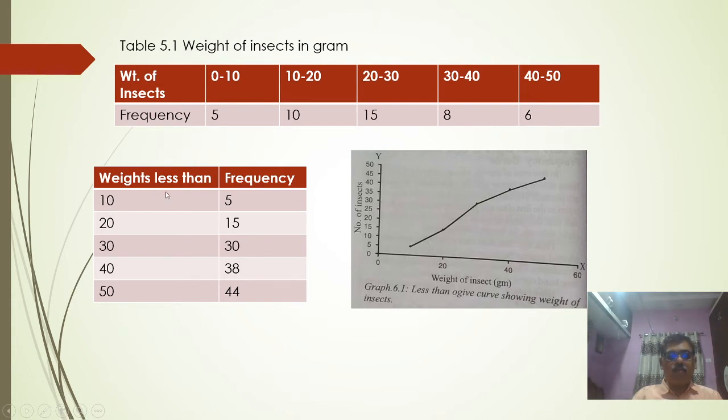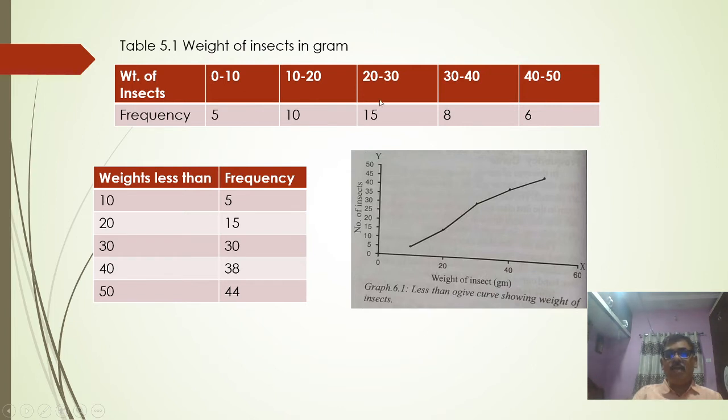When we calculate the less than, as it is cumulative, we have to add the frequency each time. How many insects are less than 10 grams? These are 5. Then those insects having a weight less than 20 grams will be 10 plus 5, that is 15.